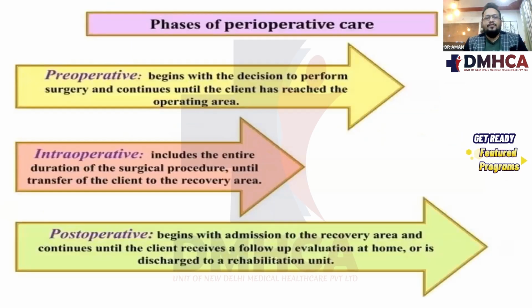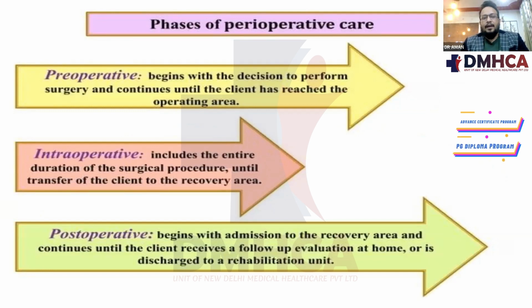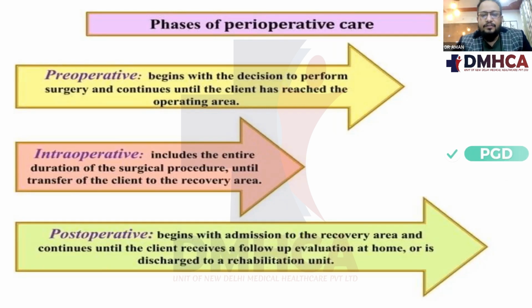So what are the phases? We have perioperative, intraoperative, and post-operative. The perioperative phase begins with the decision to perform surgery and continues until the client has reached the operating area. Then we have intraoperative, which includes the entire duration of the surgical procedure until transfer of the client to the recovery area. Then we have post-operative, which begins with admission to the recovery area and continues until the client receives a follow-up evaluation at home or is discharged to a rehabilitation unit.